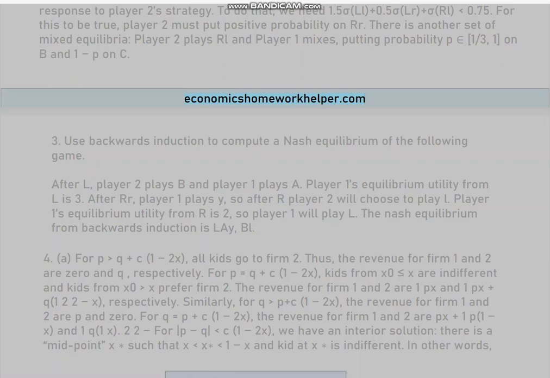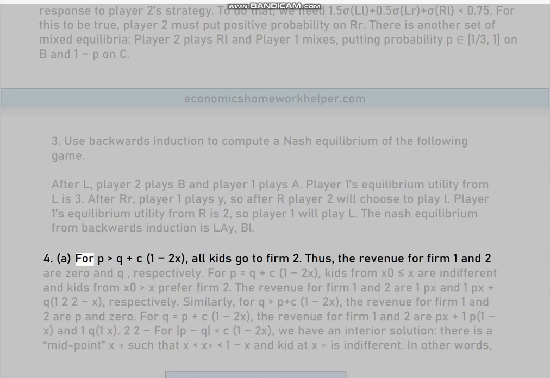Economicshomeworkhelper.com. 3. Use backwards induction to compute a Nash equilibrium of the following game. After L, player 2 plays B and player 1 plays A, so player 1's equilibrium utility from L is 3. After R, player 1 plays Y, so after R player 2 will choose to play L, and player 1's equilibrium utility from R is 2, so player 1 will play L. The Nash equilibrium from backwards induction is (L, BL).